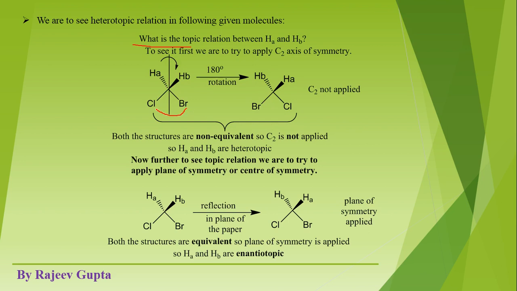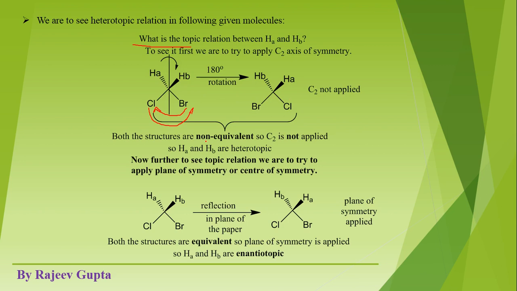Bromine goes to the chlorine side and chlorine goes to the bromine side. Okay, so we get this structure. HA goes to HB, HB goes to HA. Now compare these both molecules. These both molecules are not equivalent.